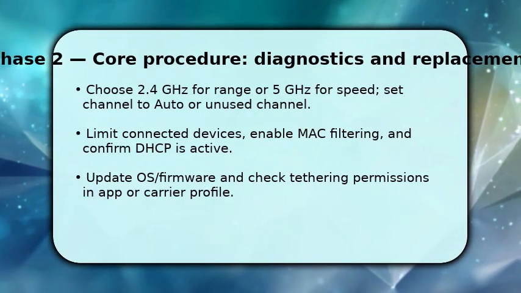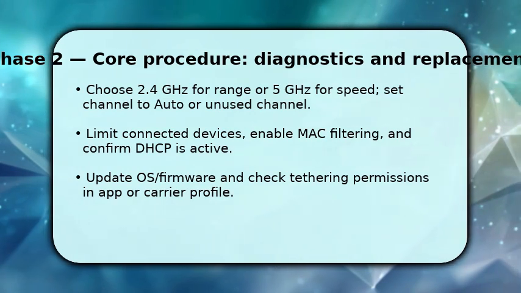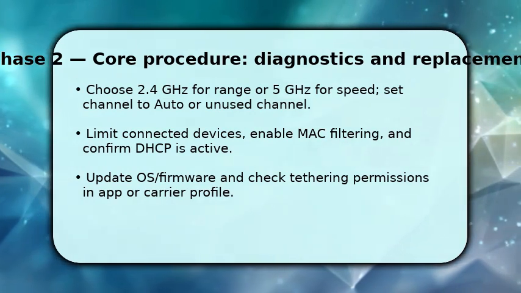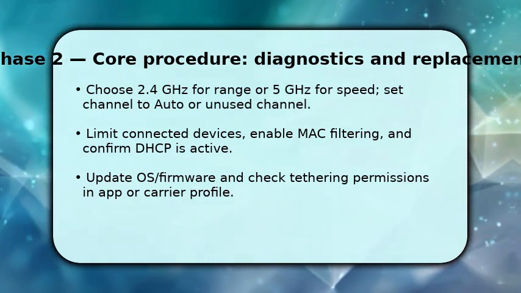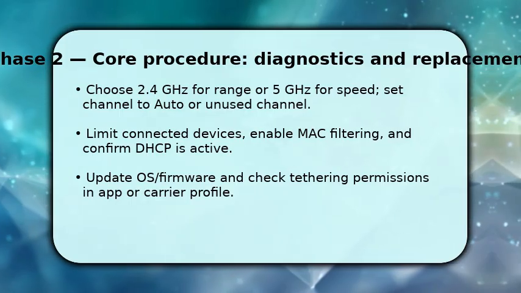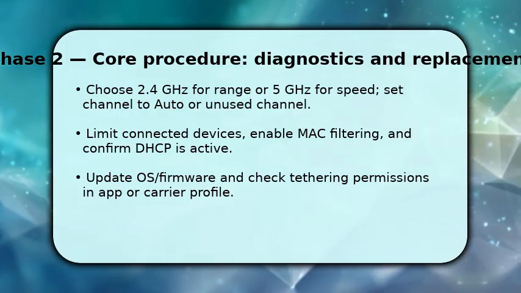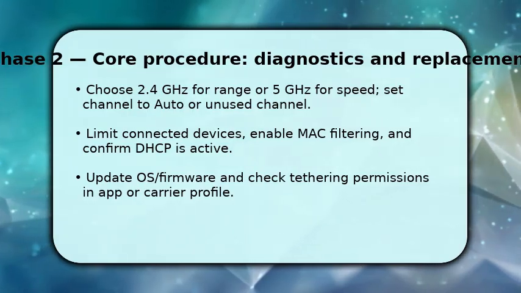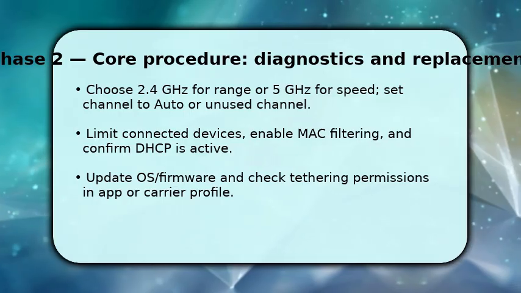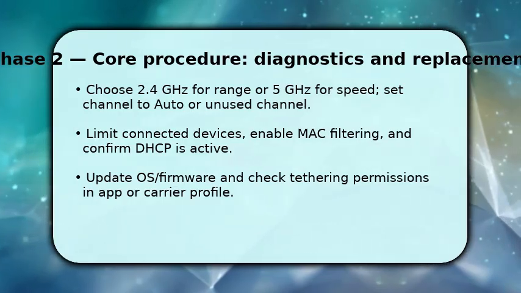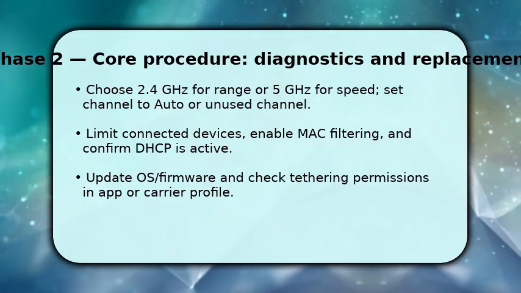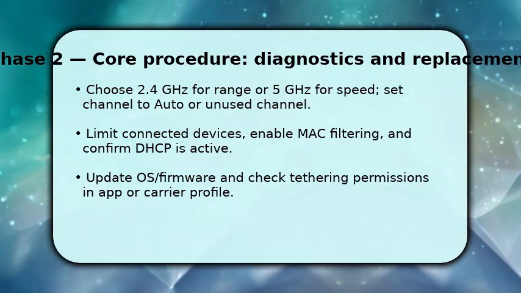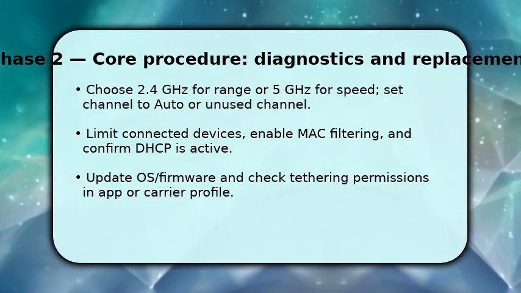Now you refine configuration. Pick 2.4 GHz for better range versus 5 GHz for higher throughput depending on needs, and set channel to auto or a less crowded channel to reduce interference. Make sure DHCP is enabled so devices get IPs, and limit concurrent clients to avoid overload. Once done, enable MAC filtering if needed, and check for system updates or carrier profiles.